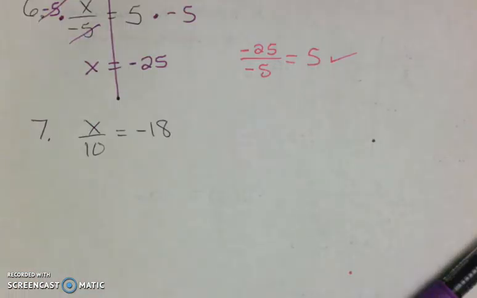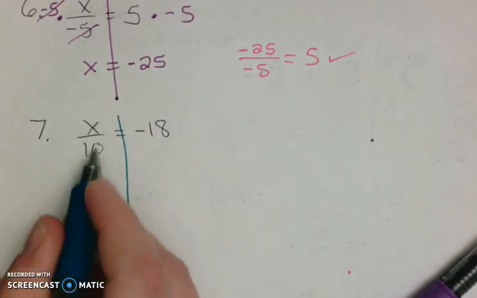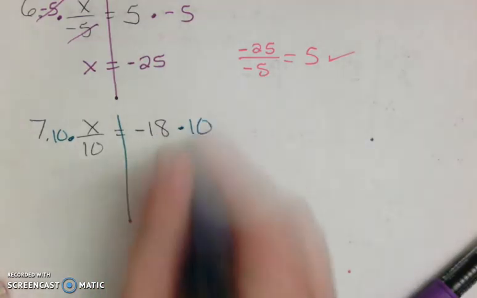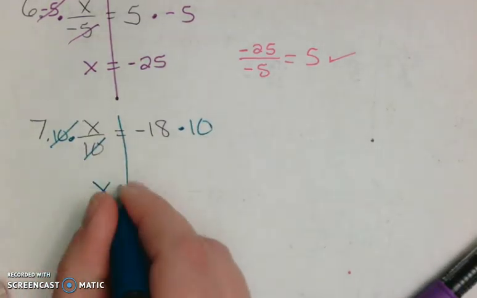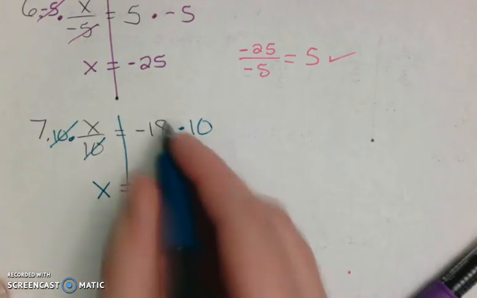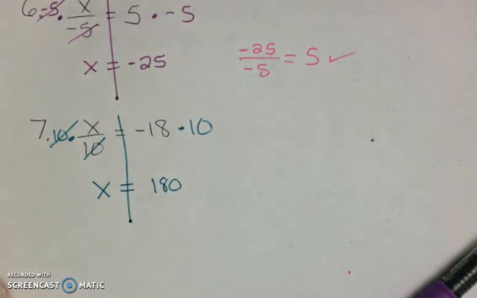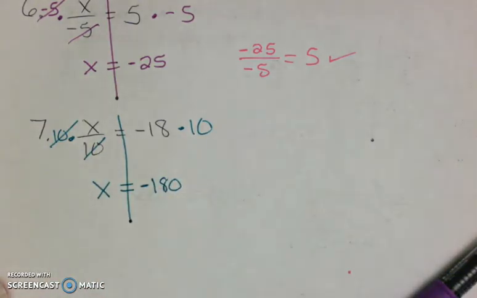Alright, this one will be slightly harder. Same process. Put a line through the equal sign. This is division, so that means we're going to multiply, do the opposite. Multiply by 10 on both sides. These 10's cancel, leaving me with x equals -18 times 10. When I multiply by 10, I know I just add the 0. So 18 times 10 is 180, and negative times a positive is a negative. Alright, I guess that one wasn't very hard.